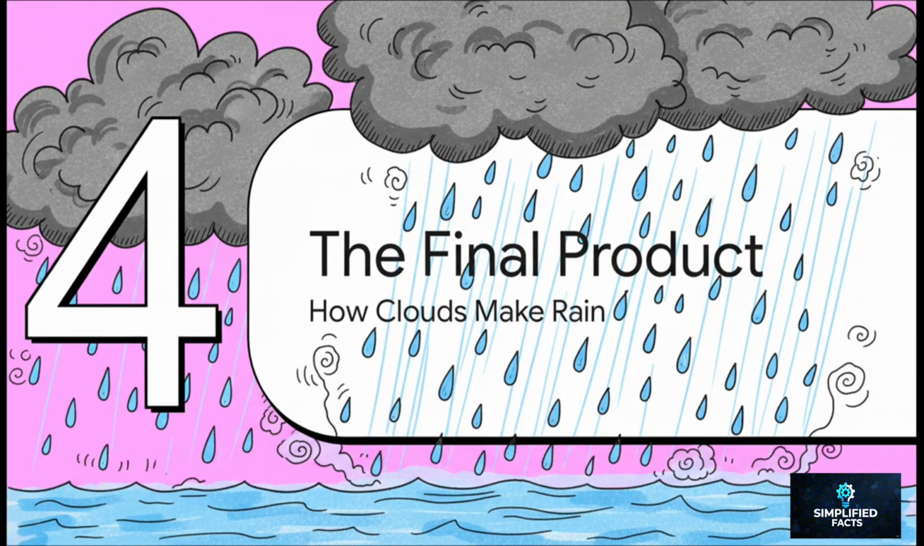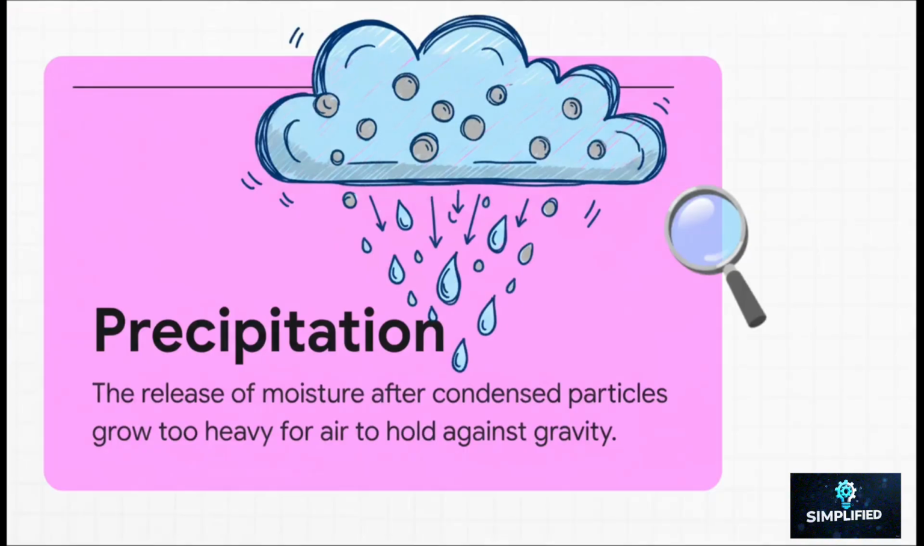All right, so we've collected the water, we've condensed it into a cloud. Now it's time for the grand finale. This is the final step where all that moisture gets released and sent right back down to Earth. The process, of course, is called precipitation.